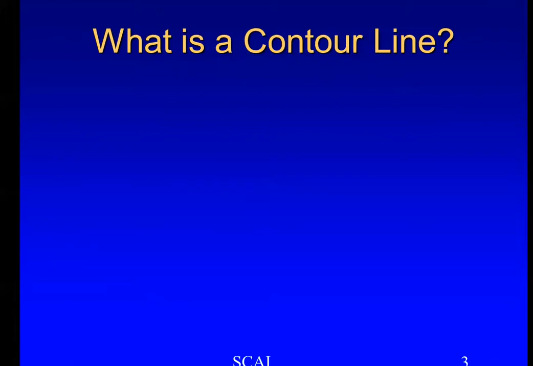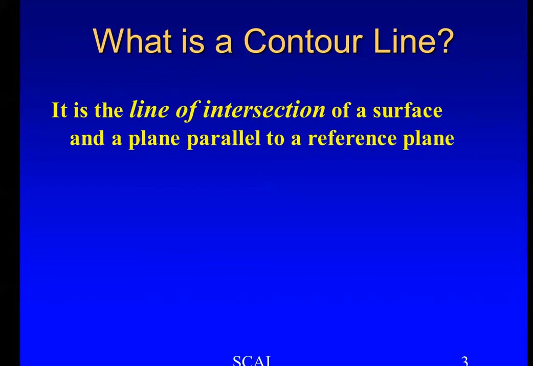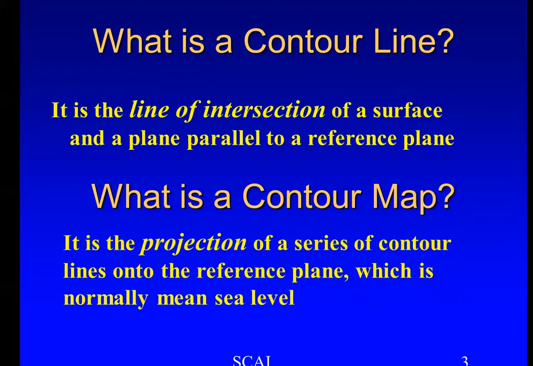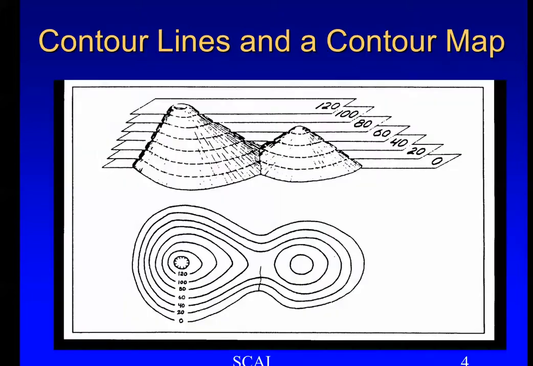So what is a contour line? It's a line that represents points of equal value, right? Mathematically, more correct would be to say it's the line of intersection of a surface and a plane parallel to a reference plane. And a contour map, that's the projection of a series of contour lines onto the reference plane, which is normally mean sea level.